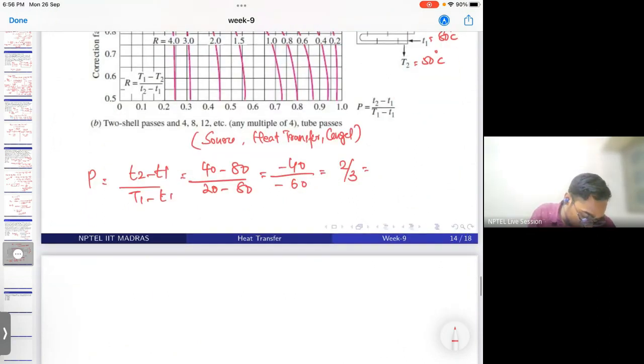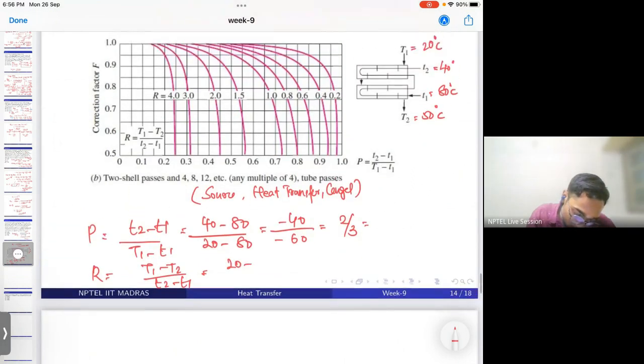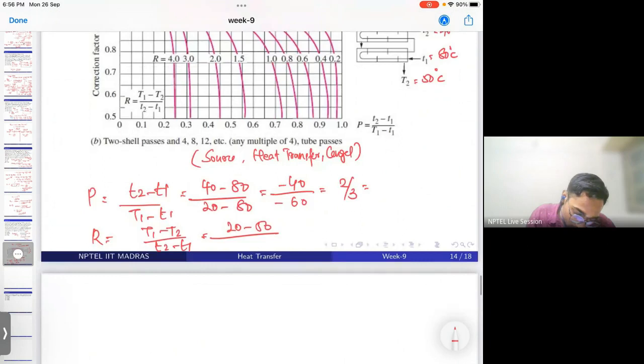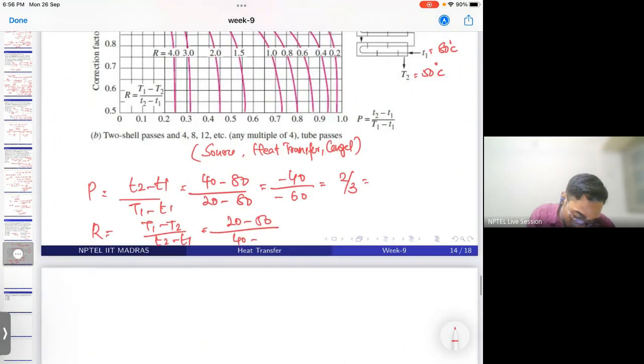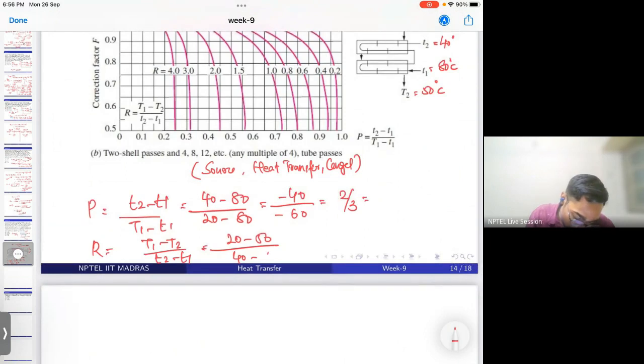Then what is R? T1 minus T2 by T2 minus T1. That is T1 is 20 minus T2 is 50. T2, small T2 is 40 minus T1 is 80 minus 30 by minus 50. That is 3 by 4, which is around 0.75.